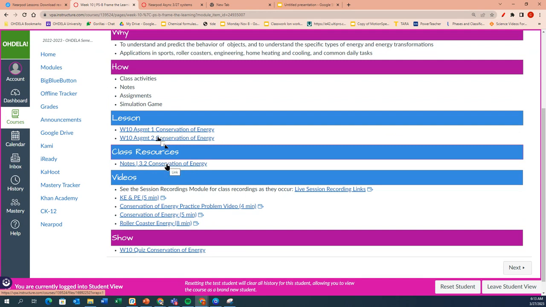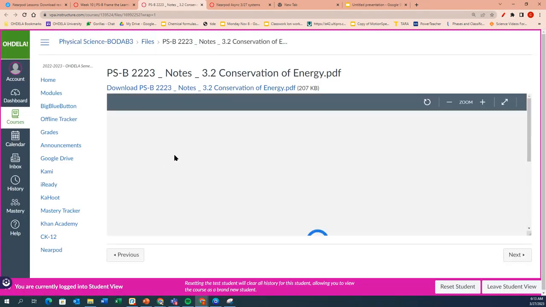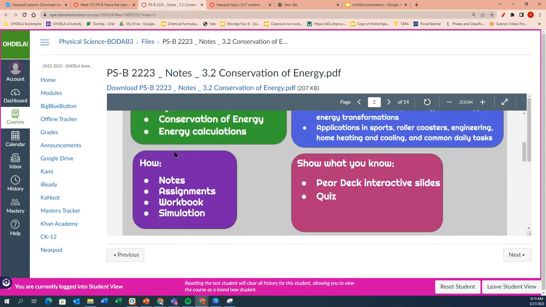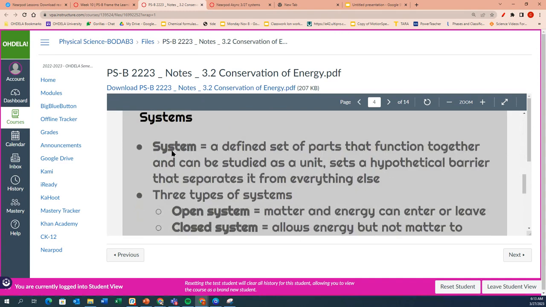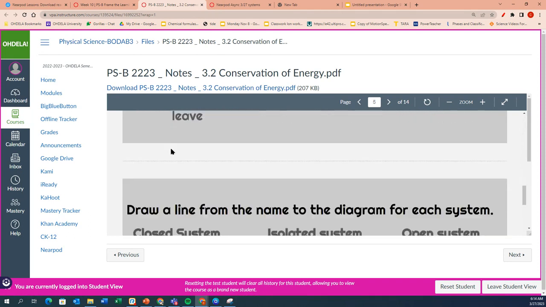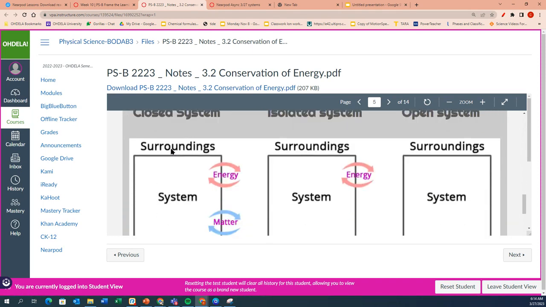Right, here are the notes for conservation of energy. So if you click on this, you'll see an agenda and the notes that go along with this. So these are the things that you should be writing in your notes and making flashcards and submitting to me on Offline Tracker.